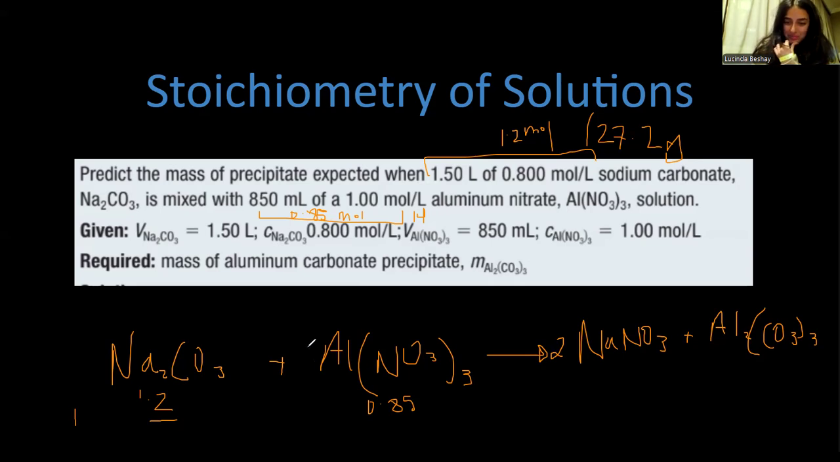So I'm gonna balance. There's gonna be a 3 here. And then this means that there's going to be a 6 here for the sodium. And then there's going to be a 2 here to balance everything out. So the aluminum and the nitrate are already balanced. Okay. So what am I trying to find? I'm trying to find information on aluminum nitrate, on aluminum carbonate, right here.